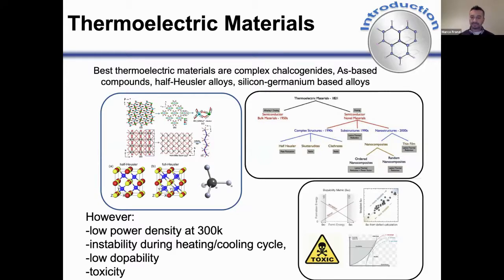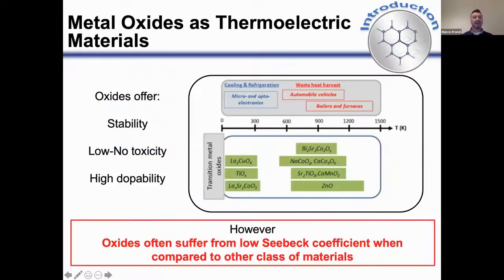On the other hand, oxides offer, on the contrary, great stability, low to no toxicity, and high dopability. The problem with oxides is, in general, not always, but in general, that they suffer from a low Seebeck coefficient compared to other materials. So that's why we want, in this study, to analyze the Seebeck coefficient as a function of the temperature of several metal oxide materials.